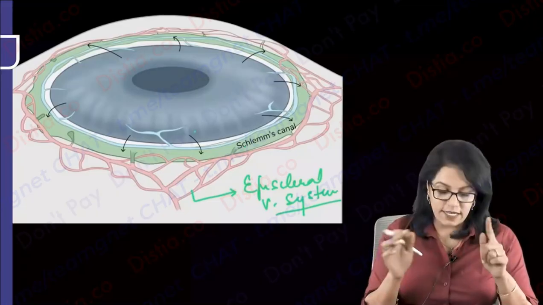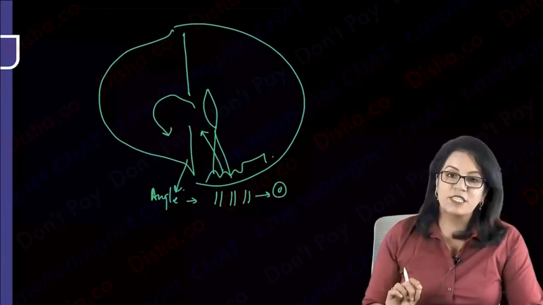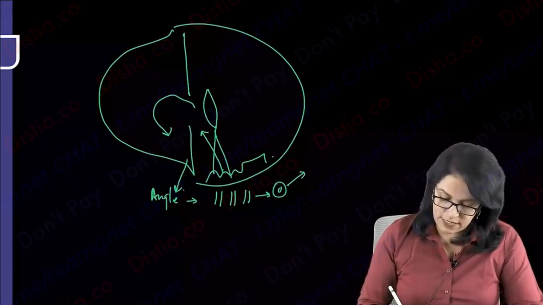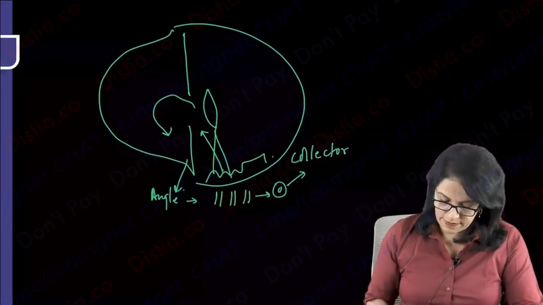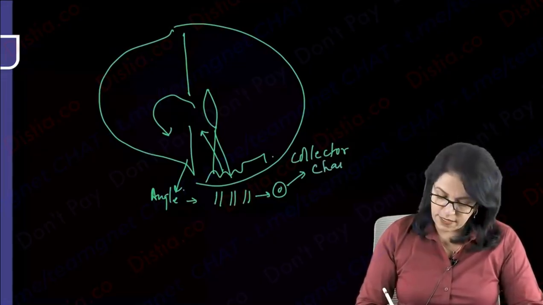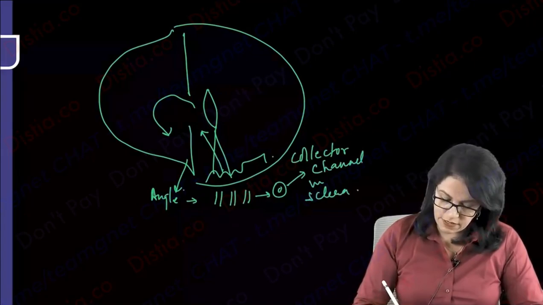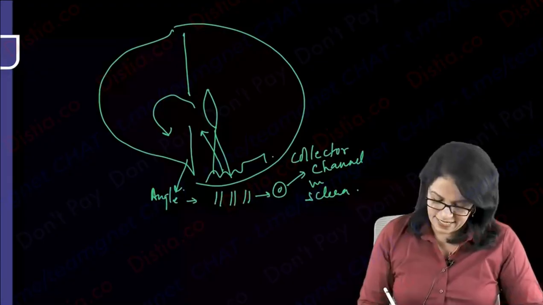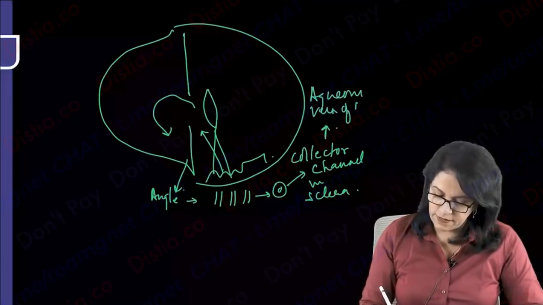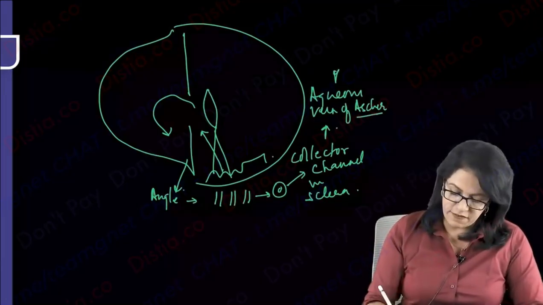Now you are clear? If you are clear, now we can at least write. No use writing if you are not clear. So we were talking about, from the Schlemm's canal, we will write here, it is going to the collector channels in the sclera. Okay? And from the collector channels in the sclera, let us note down here. You can just note down in your copy horizontally as well. It will go to the aqueous vein of Ascher.